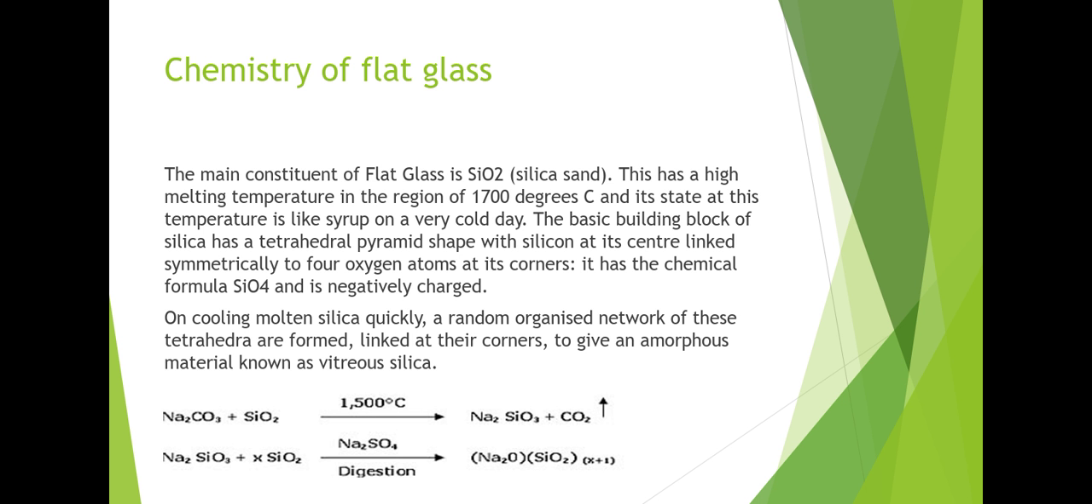The main constituent of flat glass is silica sand. This has a high melting temperature, and its state at that temperature is like syrup on a very cold day. The basic building block of silica has a tetrahedral pyramid shape with silicon at its center linked symmetrically to four oxygen atoms at its corners. It has the chemical formula SiO4 and is negatively charged. On cooling molten silica, a random organized network of these tetrahedra is formed, linked at their corners, to give an amorphous material called vitreous silica.